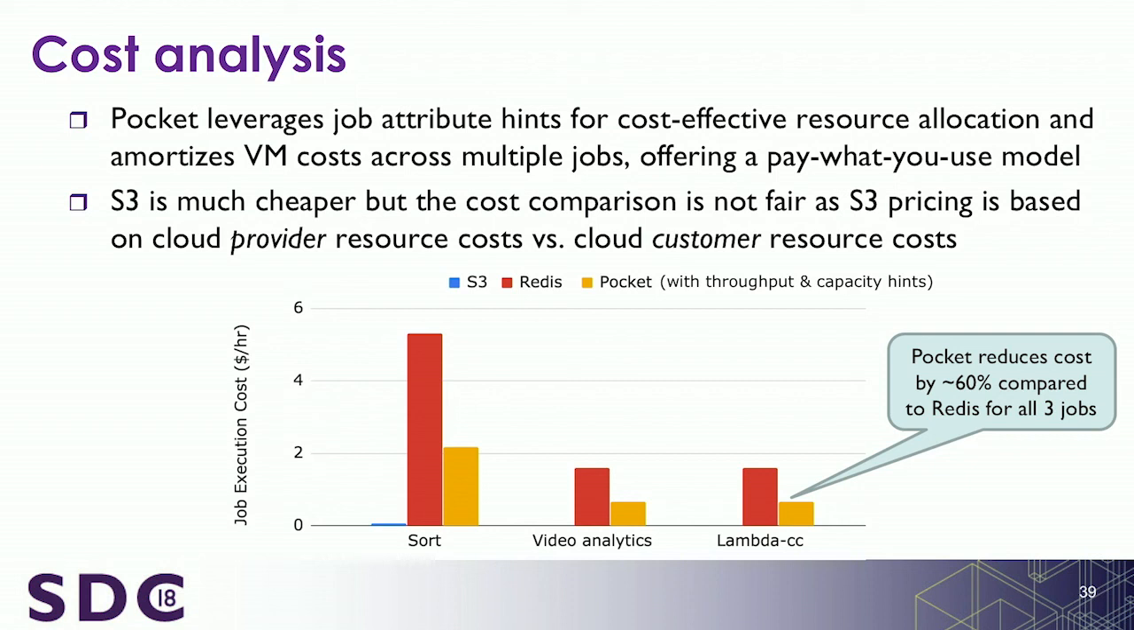You mentioned using hints to optimize storage allocation. Is that mostly during job registration, or is there a runtime component as well? The question is regarding hints and when they get passed. Regarding job attributes, those hints are all passed during job registration, so the allocation gets decided at the beginning of the job.